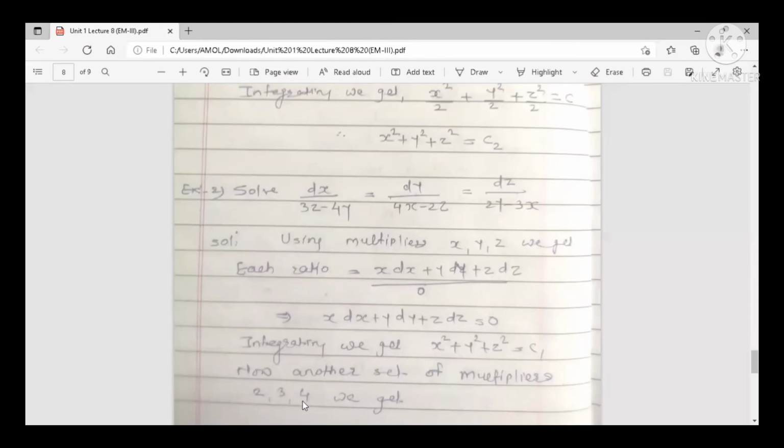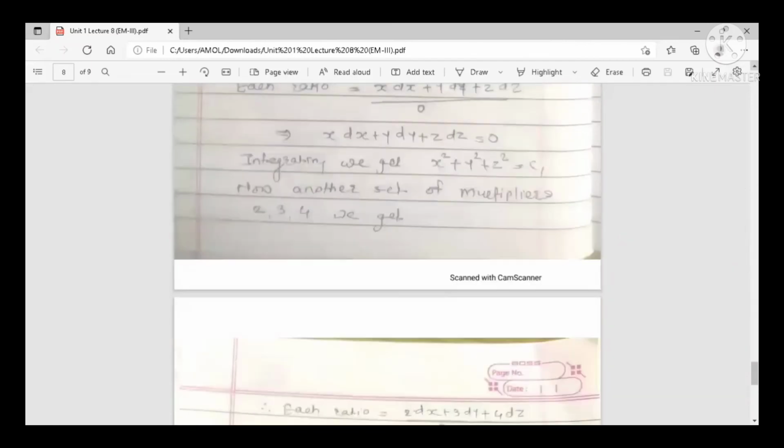You have to find the set of multipliers using your logic. So if we multiply the first term by 2, the second term by 3, and the third term by 4, and we add all the denominator terms, then we have the value 0. So this is the second set of multipliers 2, 3, 4. Now the denominator is 0. You multiply the numerator also by these multipliers 2, 3, 4 and add all the terms. So we have 2dx plus 3dy plus 4dz upon 0. So the denominator is 0 and the numerator term is also 0: 2dx plus 3dy plus 4dz is equal to 0.